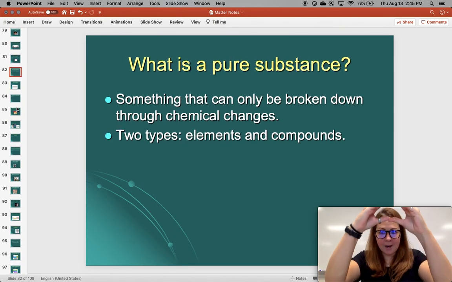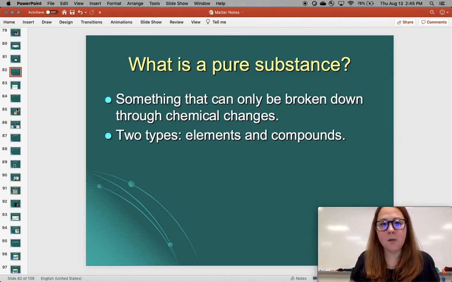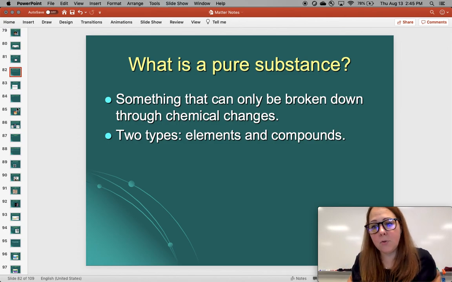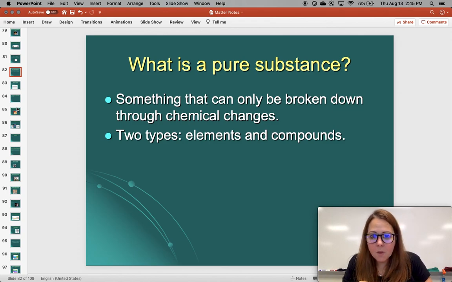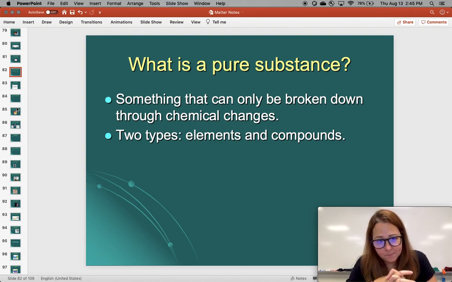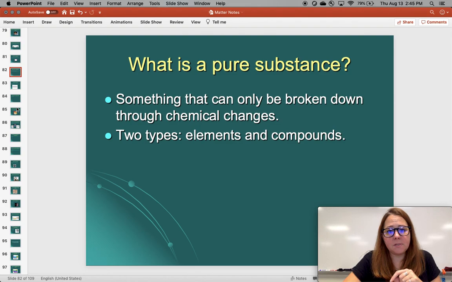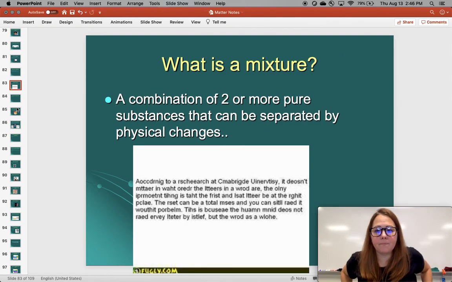So we're going to take matter and break it up into two categories. The first category is pure substances. Pure substances cannot be broken down any further unless you go through a chemical change. That means you're completely changing the matter that's there. You can't boil it, or do some sort of separating of mixtures. You have to go through a chemical change to change what's physically there. There's two different types of pure substances. You have elements and you have compounds. Then you have your mixtures on the other side of that.